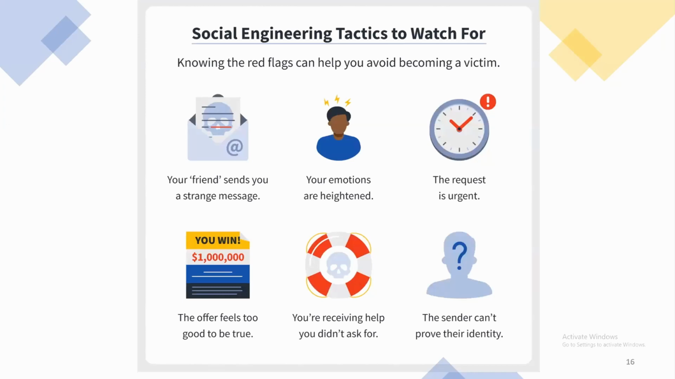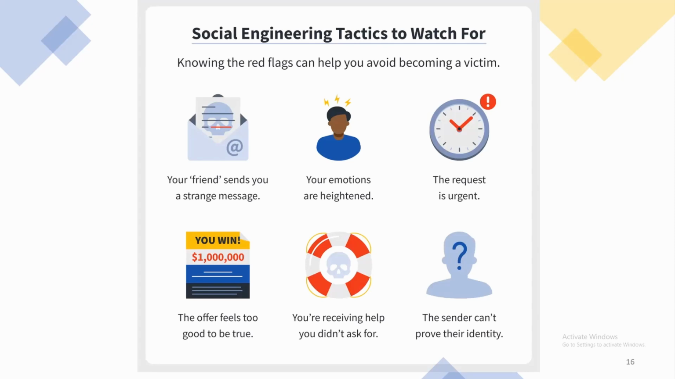And social engineering tactics to look out for. So just highlighting a few here. Your friend sends you a strange message. Maybe your friend WhatsApps you saying, hello, I'm in a financial strain right now, can you lend me $200? It could be a sign maybe your friend's WhatsApp has been hacked, or email just the same. And of course, that heightens your emotions. Again, the request is urgent.